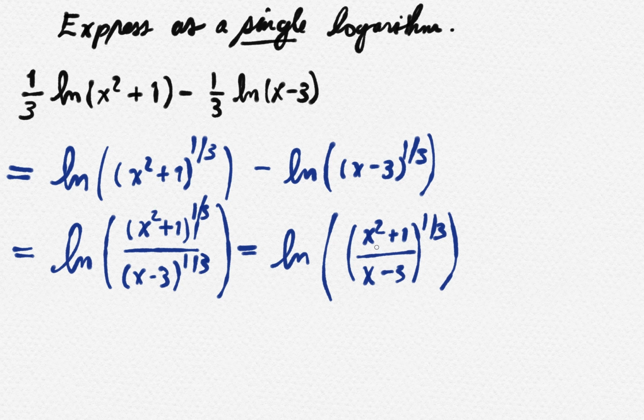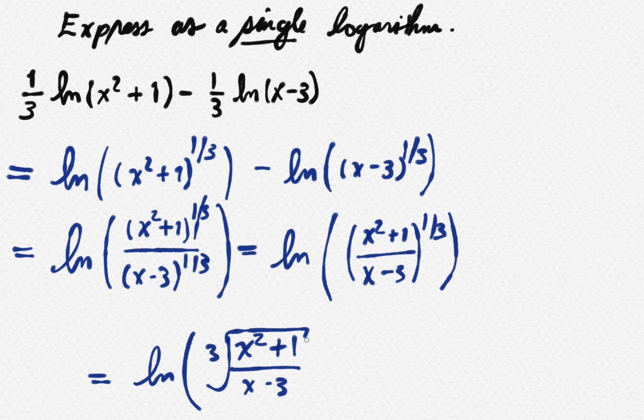So here we have the logarithm of (x squared plus 1 divided by x minus 3), all raised to the 1/3 power. And if you like the radicals better, then we can write this as the third root of (x plus 1) over (x minus 3).